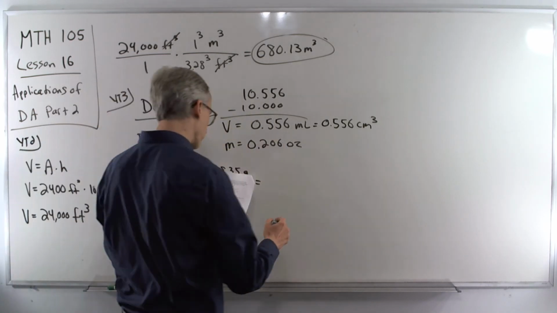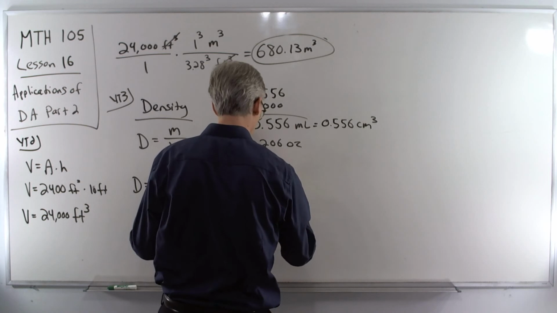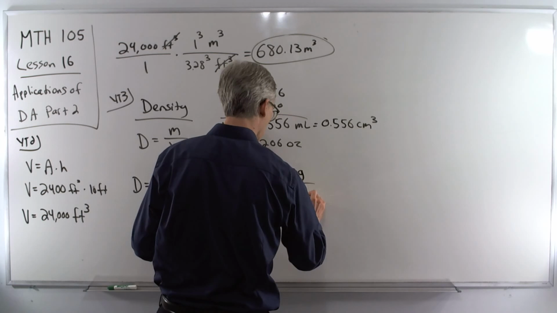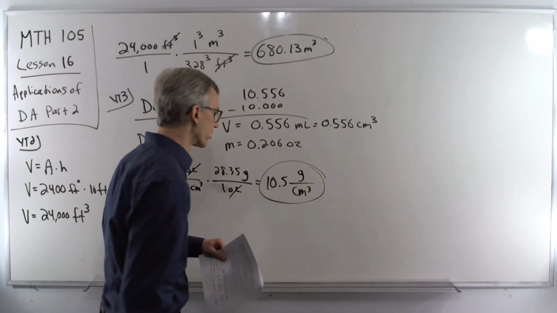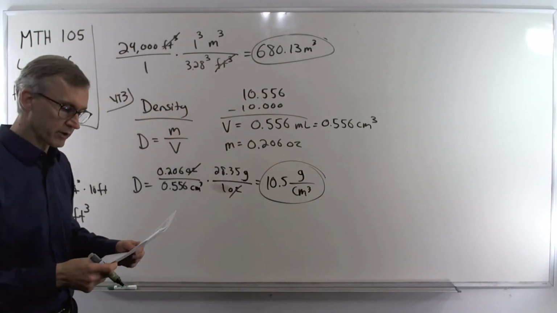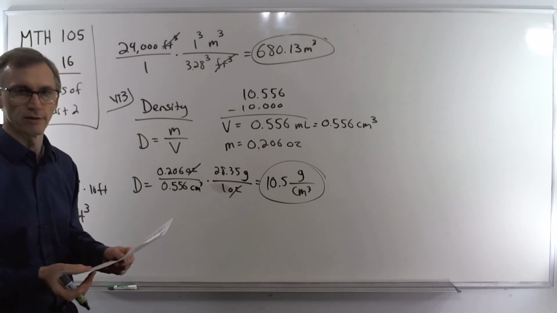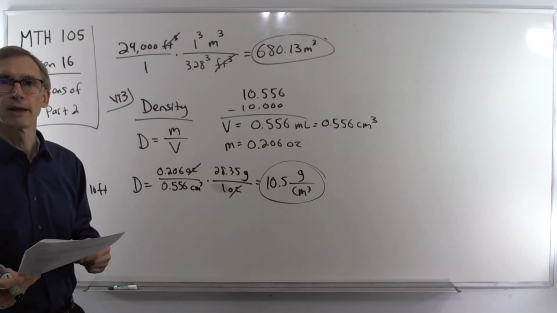And we multiply all that out, we get 10.5 grams per cubic centimeter. And if we look in the table, the metal closest to this is silver. So in fact, it is a silver ring, not platinum.